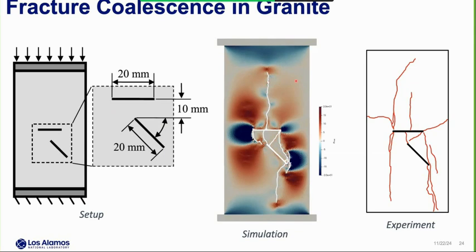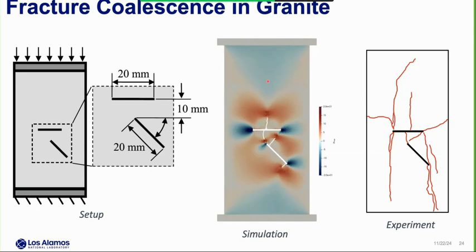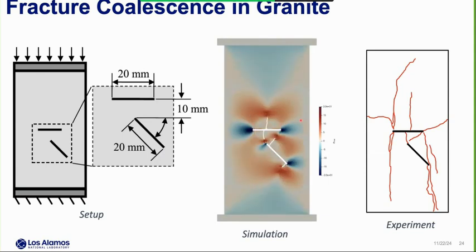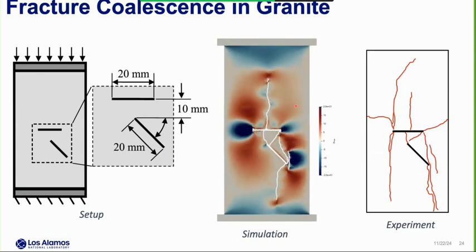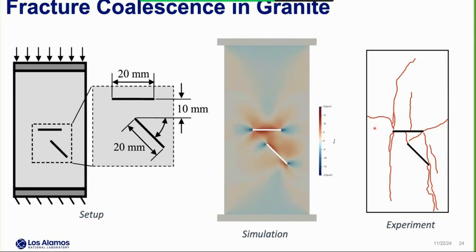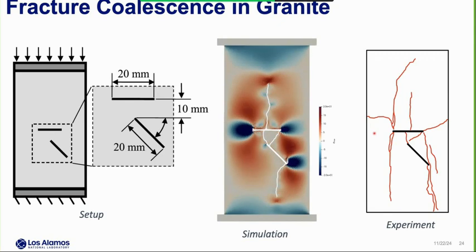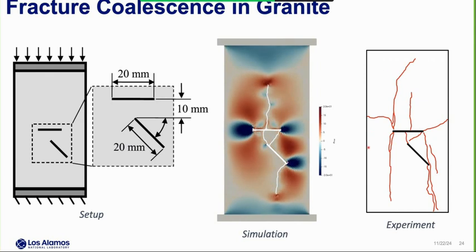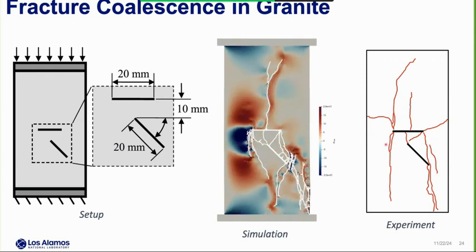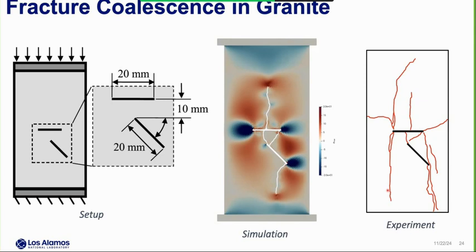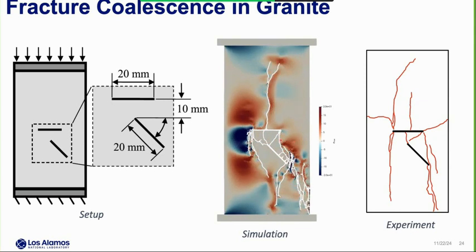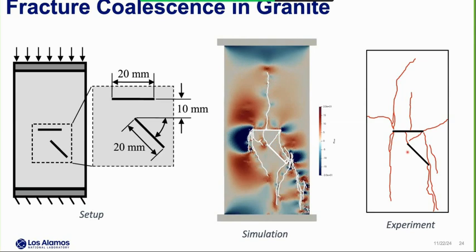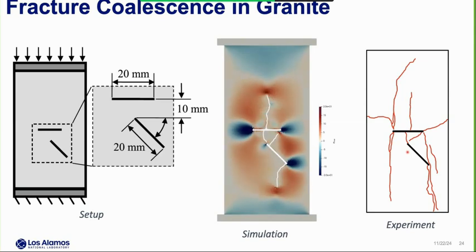And the middle animation shows our simulation results. In this case, we can see the stress distribution and the fracture initiation and propagation from our simulation results. And the right picture is the highlight of the fracture patterns from the experiment. This is not the actual experiment, the picture from the experiment. We just highlighted the fracture pattern based on the experimental results. Comparing our simulation results and the experimental results, we can see that those results are very similar.